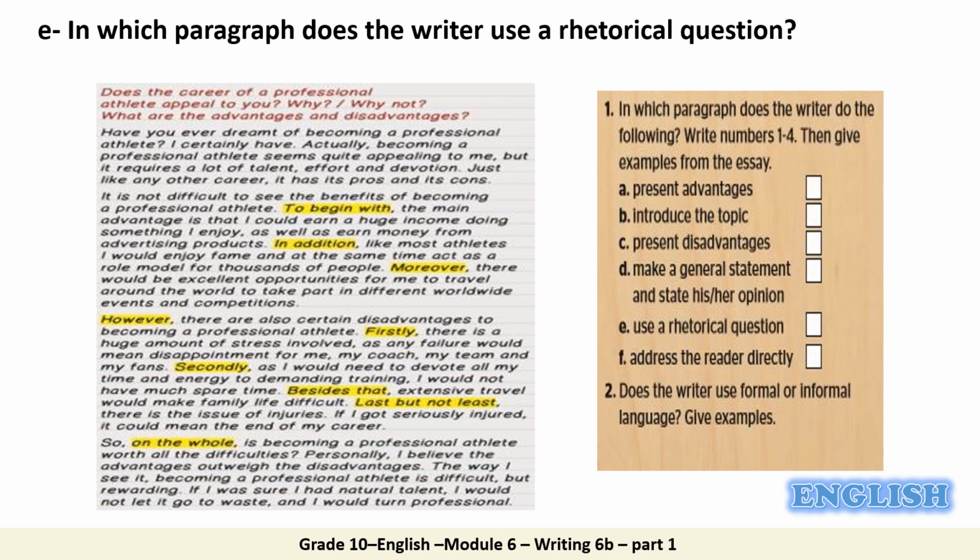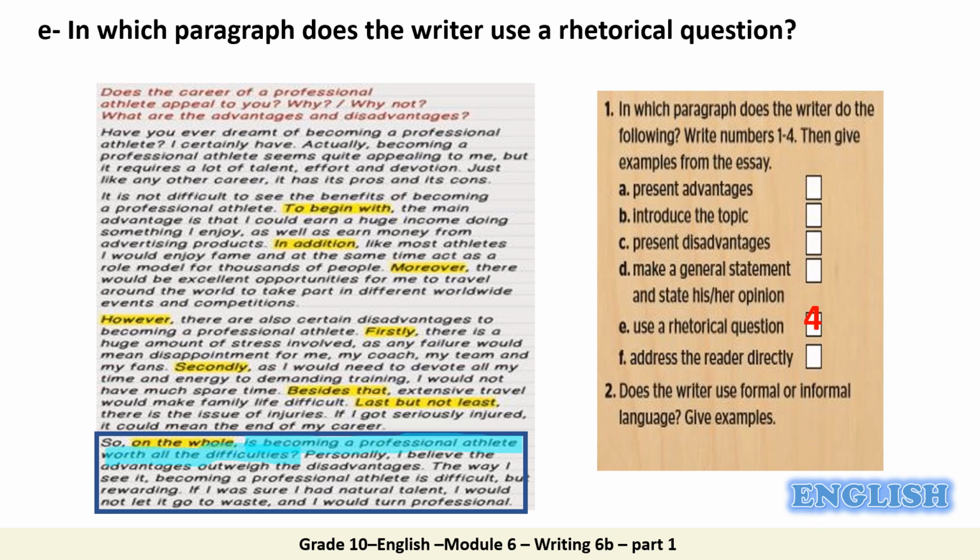Okay, now question E. In which paragraph does the writer use a rhetorical question? First, let's say what is a rhetorical question. It's a question that doesn't need an answer, but it's there to enrich our paragraph or to make our paragraph more interesting. Okay, so in which paragraph can you find the rhetorical question? Excellent. That was in the last paragraph also, paragraph number 4.